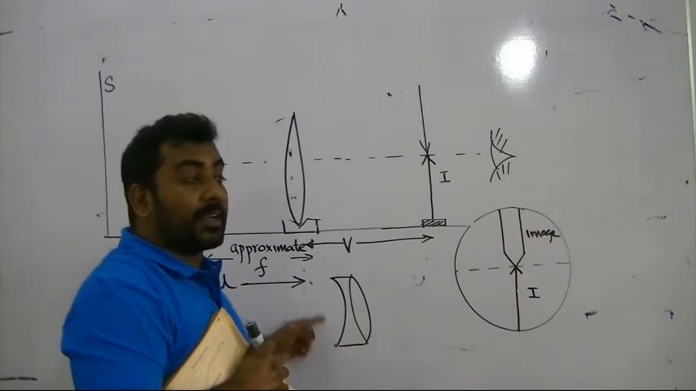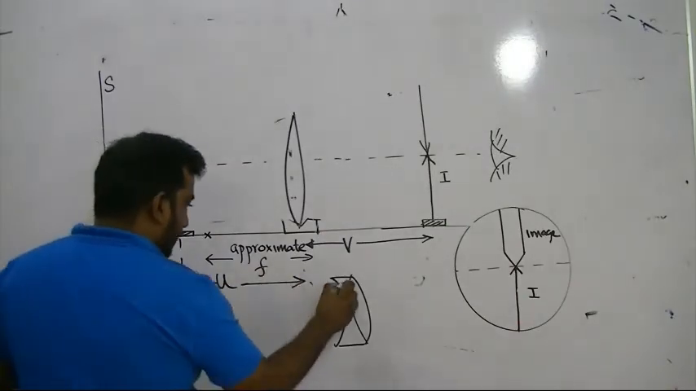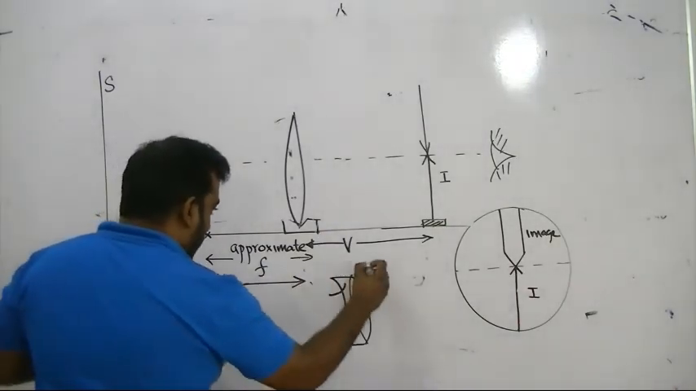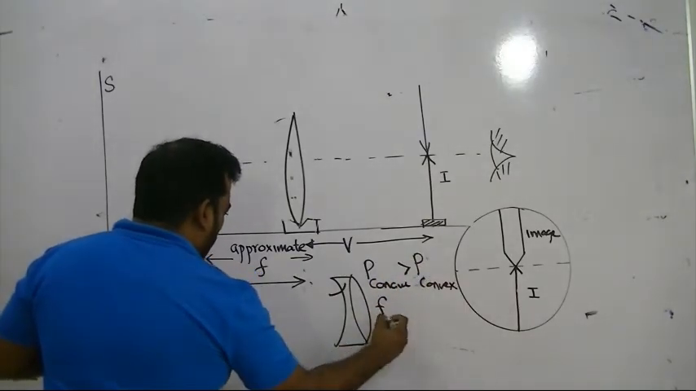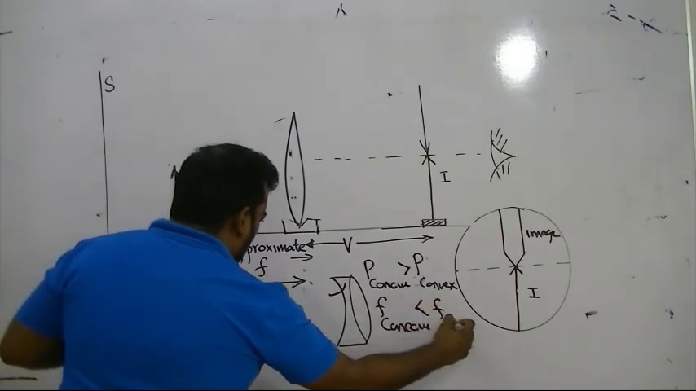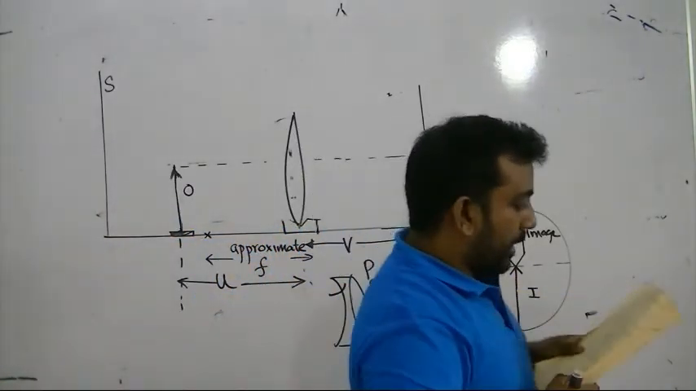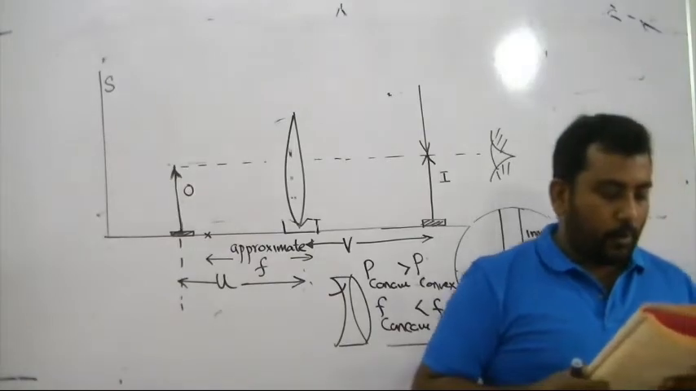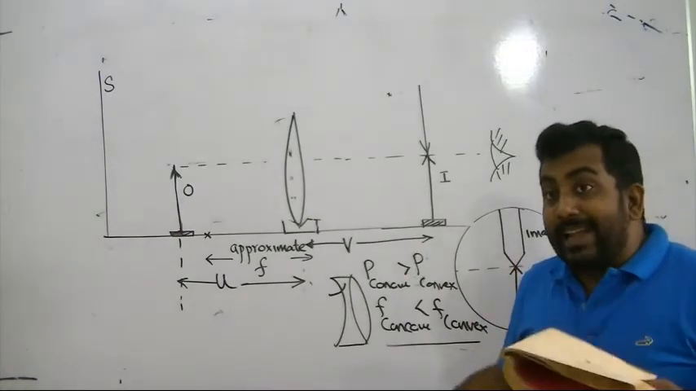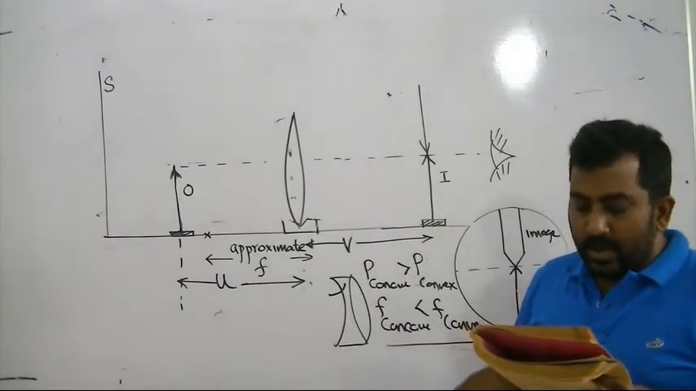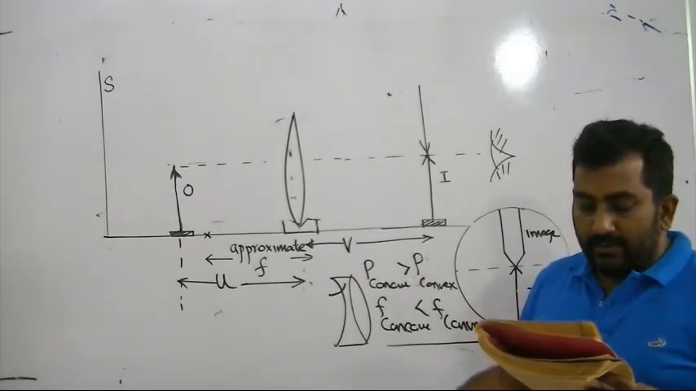That means this will act like what? A concave lens. Combined lens is like a concave lens means what? You can write like this: power of concave is greater than power of convex. Or you can say focal length of concave is less than focal length of convex. The effective focal length of both the lenses will act like a concave lens.